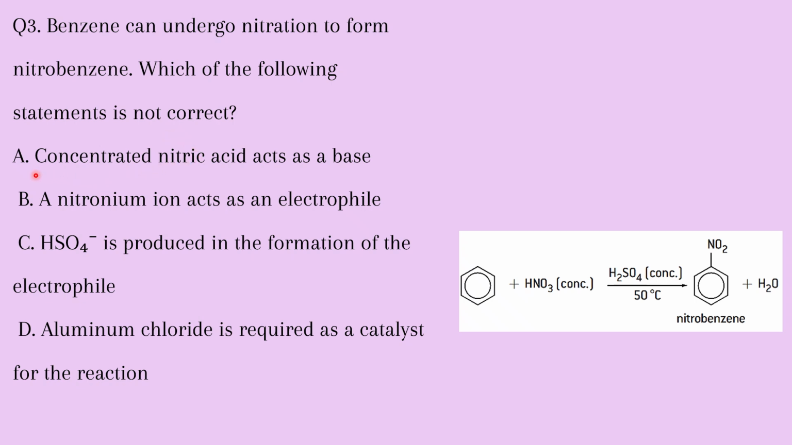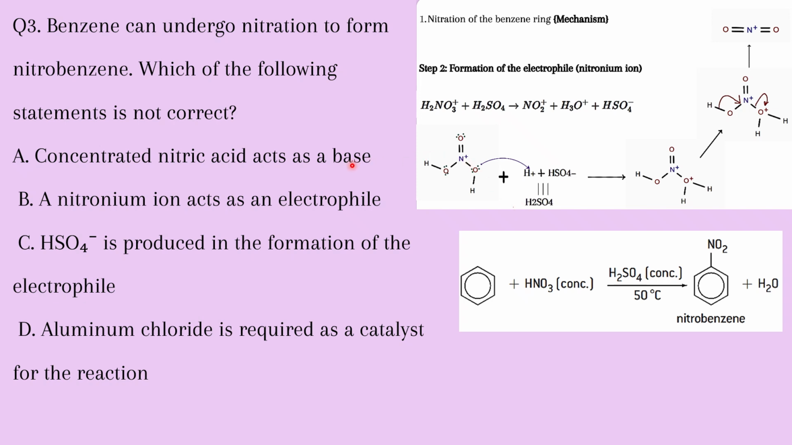Statement A: concentrated nitric acid acts as a base. Yes, we have discussed this: whenever nitric acid and H2SO4 undergo nitration, nitric acid acts as a base, because it is going to abstract the H plus ion produced by H2SO4. So this statement is true. The next statement: nitronium ion acts as an electrophile. That is true because we have learned the mechanism and we know that nitronium ion is formed, which will act as an electrophile, and then the further reaction will happen. So this statement is also correct.